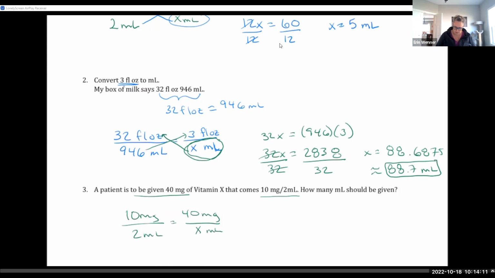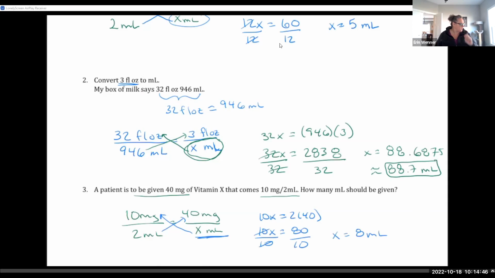So cross multiplying, we're going to do X times 10 equals 2 times 40. So 10 times X is equal to 80. Divide both sides by 10. And we get X equals 8. And again, what unit of measure is milliliters. So we're going to give 8 milliliters of this drug to equate to the 40 milligrams that we want to dose the patient with.